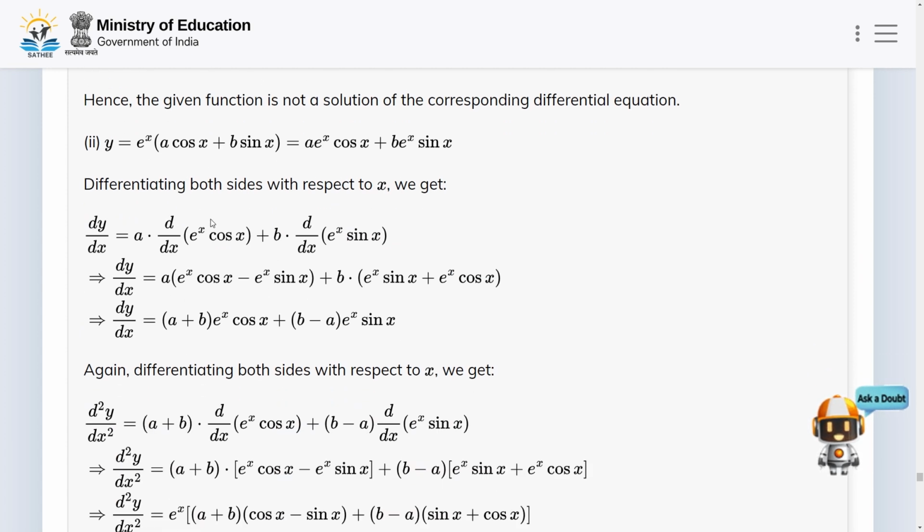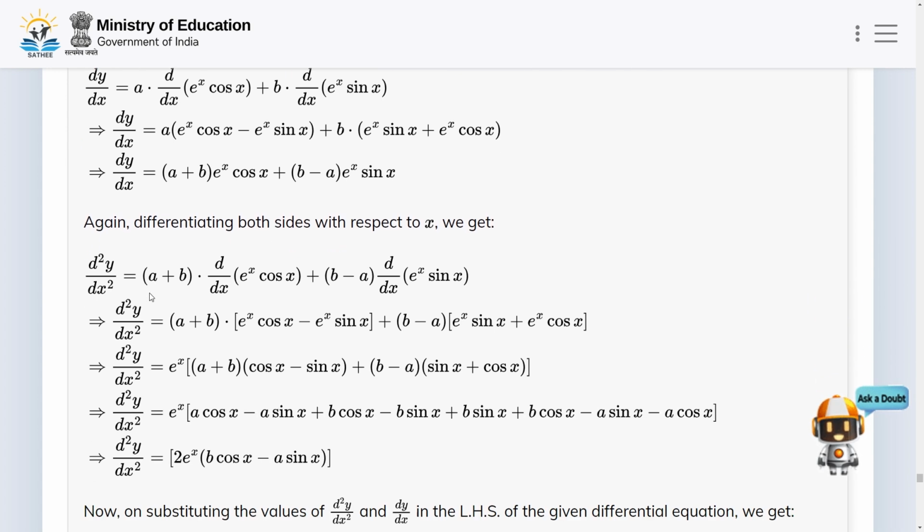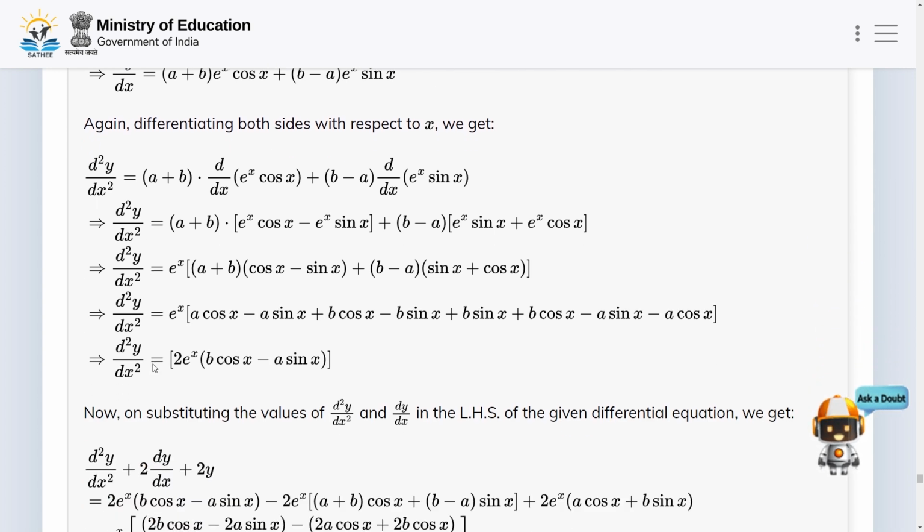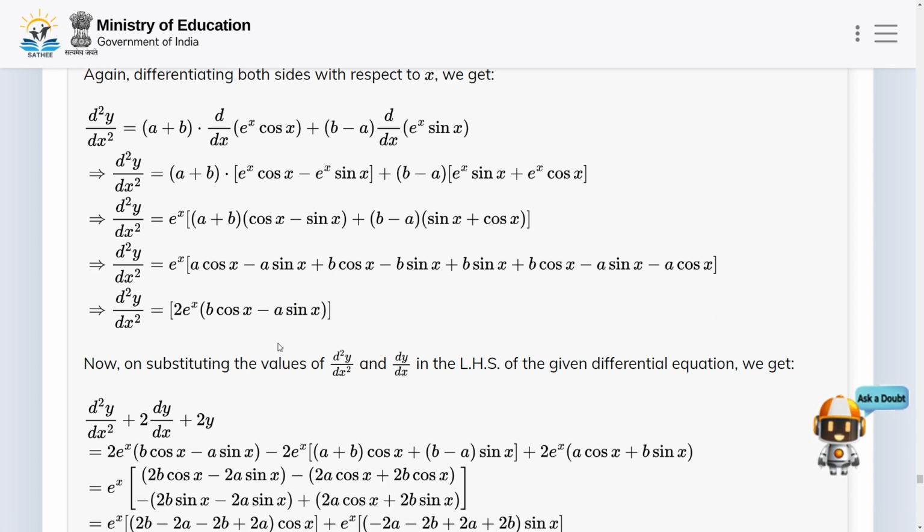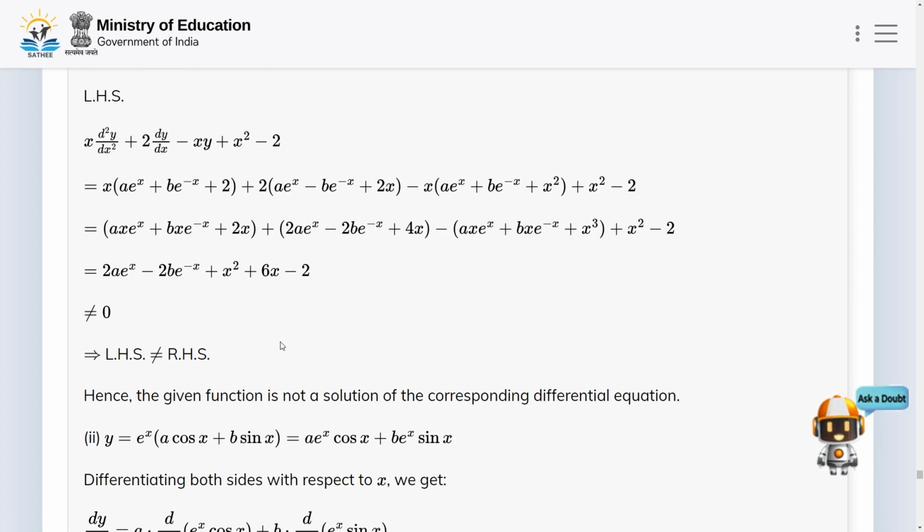Now second, y is this. Now first derivative will be (a plus b) multiplied with e^x cos x plus (b minus a) multiplied with e^x sin x. Again differentiate it. You will have the second derivative as 2e^x multiplied with (b cos x minus a sin x). Now substitute these.